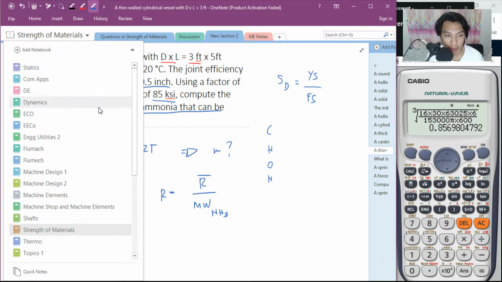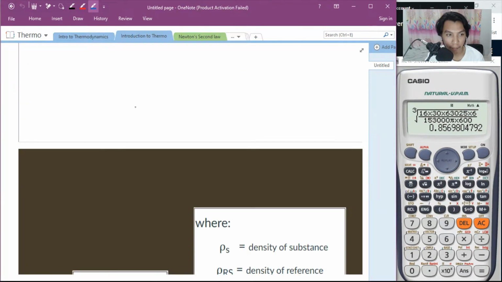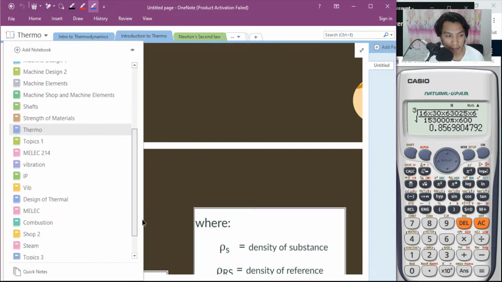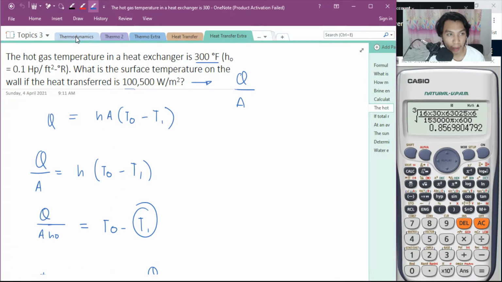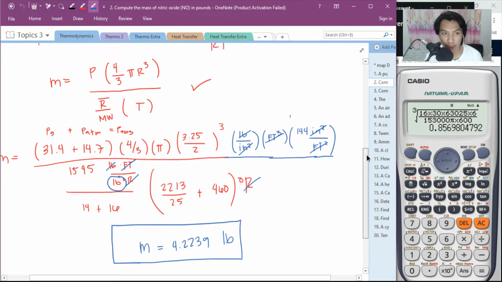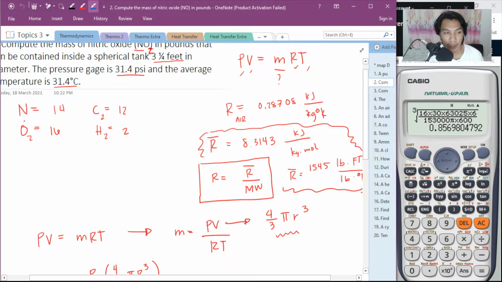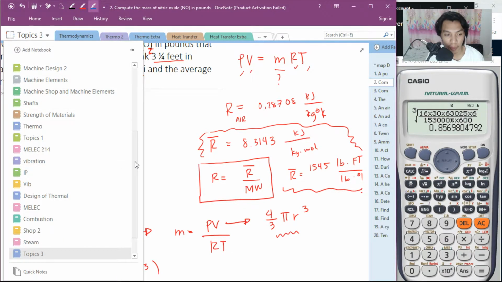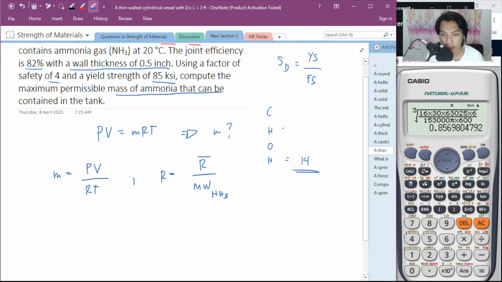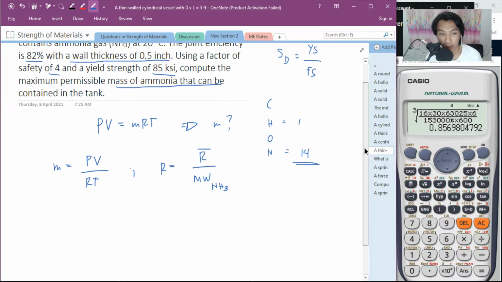Let us go with thermodynamics. I showed that in topic 3, in your thermodynamics, the C-H-O-N. So, N is 14. The molecular weight of N is 14, O is 16, these are diatomic. Going back, N is equal to 14, that's all we need. And then H is equal to 1. Okay, now we can solve.